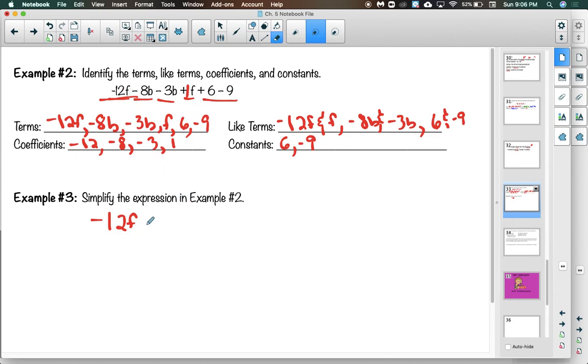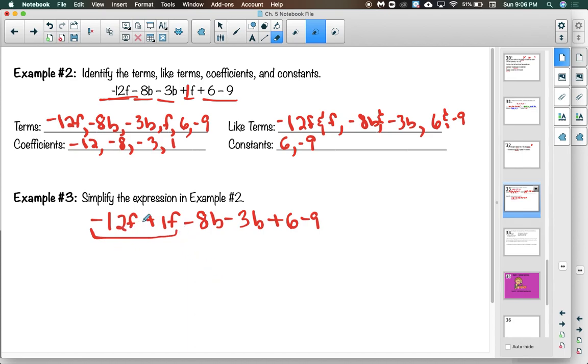So negative 12f plus 1f. You can leave the 1 there, you can drop it, doesn't really matter. Minus 8b minus 3b plus 6 minus 9. So all I did here was I used my commutative property and I regrouped this problem so that the like terms are next to each other. And now I can go ahead and simplify this expression.